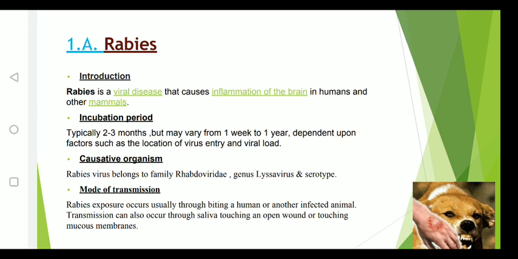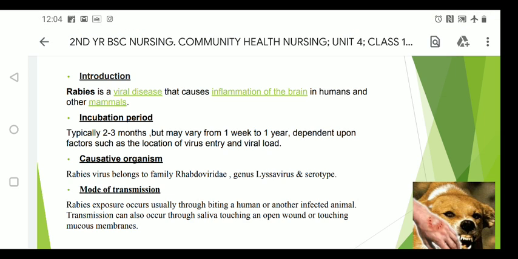Then we'll see the mode of transmission. Rabies exposure usually occurs through the bite of an infected animal. It is transmitted through the saliva, touching an open wound or touching the mucous membrane. So how is the rabies virus exposed? Maybe because of biting from an infected animal towards the human.